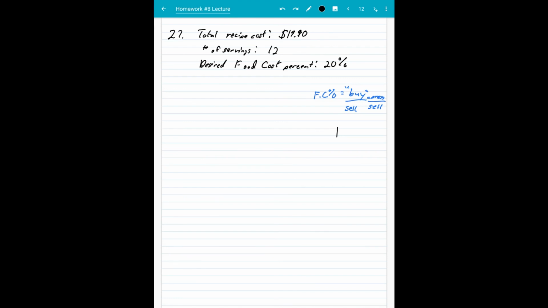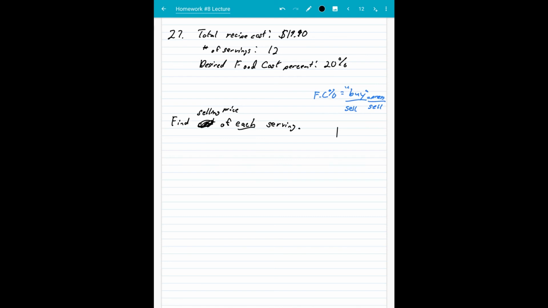We want a desired food cost percentage of 20%. Now it wants to know, find the cost of each serving. That's what it wants. Or find the selling price of each serving. We'll get to the each part in a second.